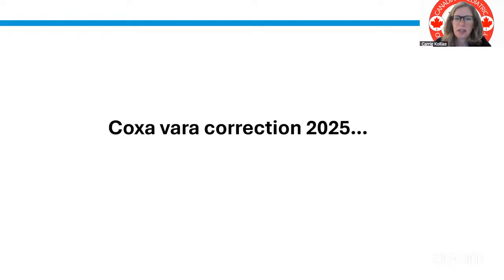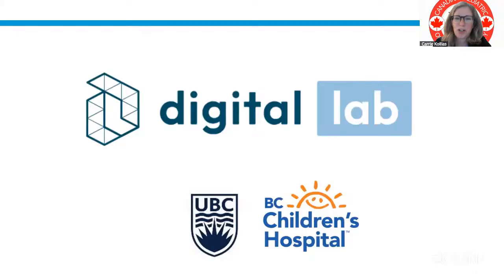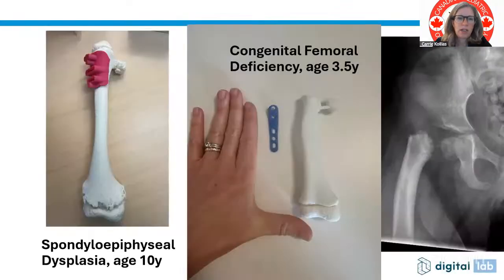But let's just tell you what's happened the last even 6 months for me. So this is Coxa Vara correction circa 2025. And when I joined here, the awesome people that have worked very hard ahead of me to get this in-house digital lab here at BC Children's has been a total game changer for me. And so this is a case, there's two femurs here. There's a spondyloepiphyseal dysplasia, tiny 10-year-old on the left, and then a congenital femoral deficiency case on the right. And you can just see that's my hand. My hand isn't that large. You can see these very small bones we're talking about here.